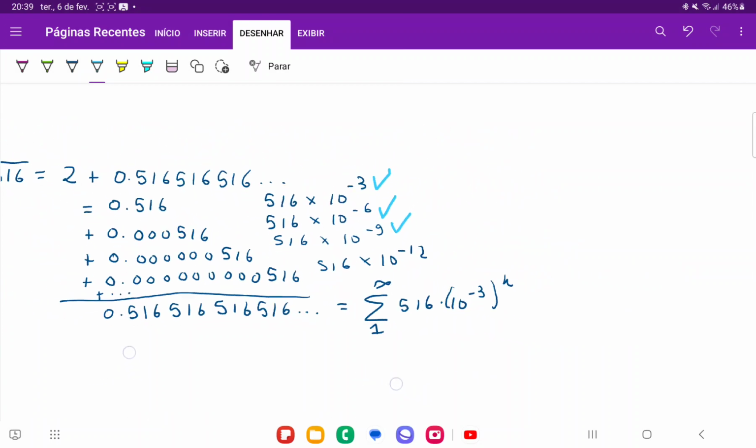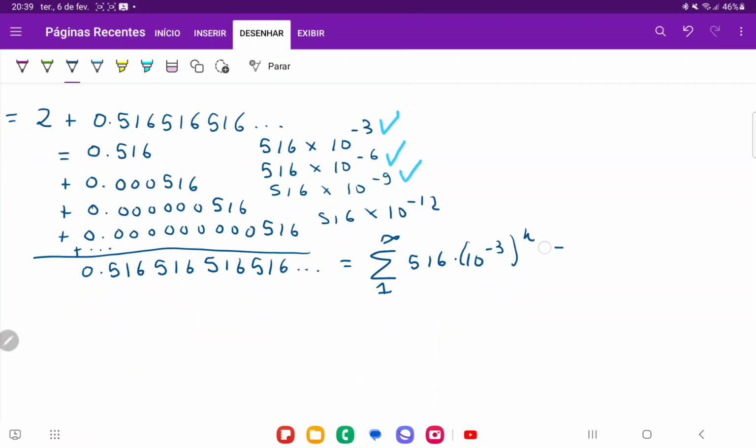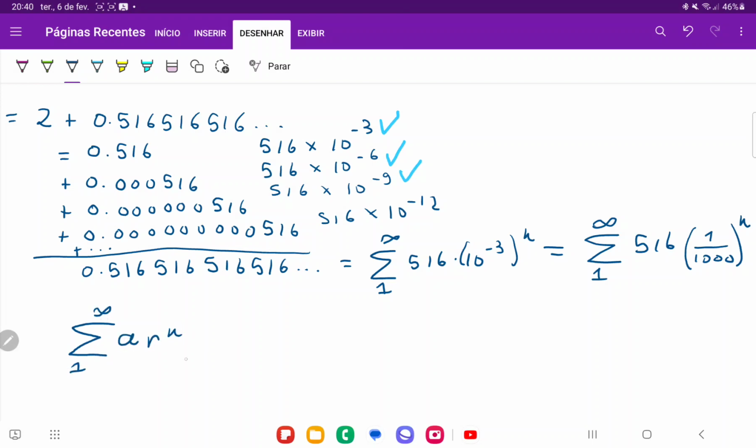So once we're here, we just have to arrange this a little bit to get it to the geometric series form. So that's going to be the sum from 1 to infinity of 516, and instead of doing 10 to the minus 3 to the power of n, 10 to the minus 3 is the same thing as 1 divided by 1,000 to the power of n. Because once I do this, I am now in the formula for a geometric sum. And remember that a geometric sum, from 1 to infinity of a r^n, if the absolute value of the ratio is less than 1, it means that it converges, right?